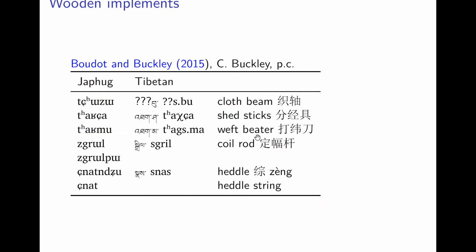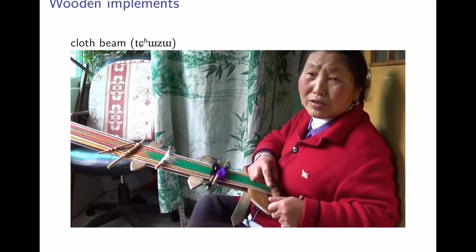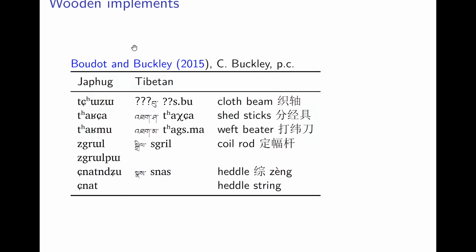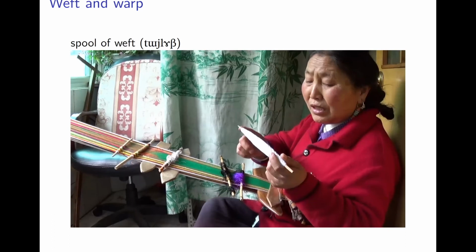And then we have this word zgril. Zgril refers to what? It refers to this rod. They're also used to control the degree of tension in the warp thread, at the other extremity from the weaver. And the small one here is called zgril, the little zgril, with a diminutive suffix. So all of these are borrowed from Tibetan. So we've seen that most of the implements used to make the cloth are Tibetan loans, as opposed to the verbs that are local and the names of the thread themselves that are also inherited words.